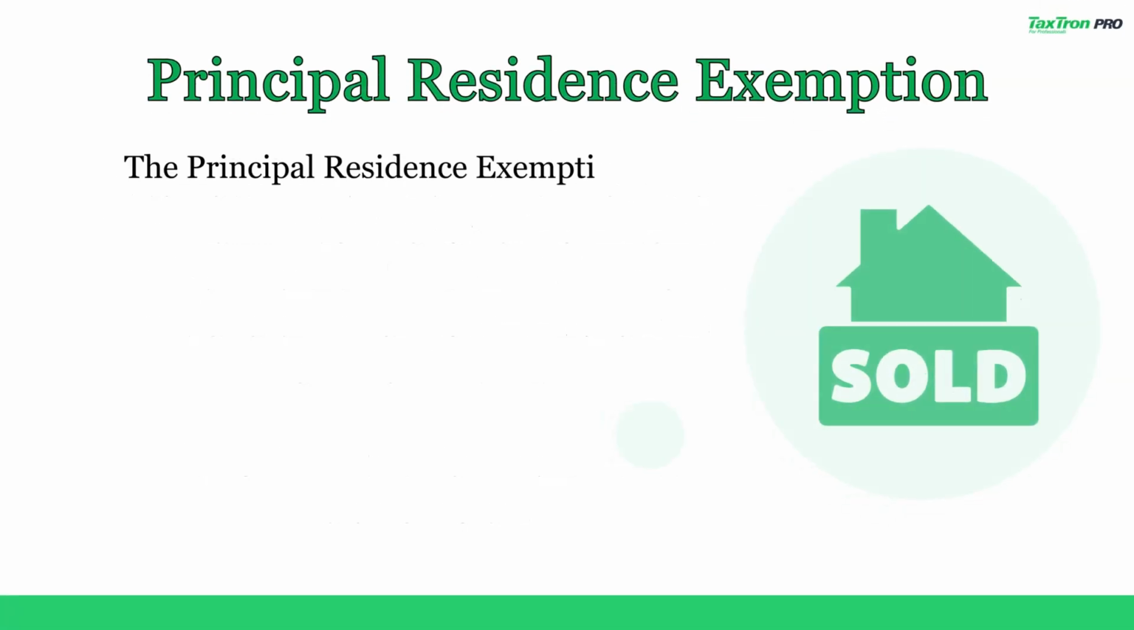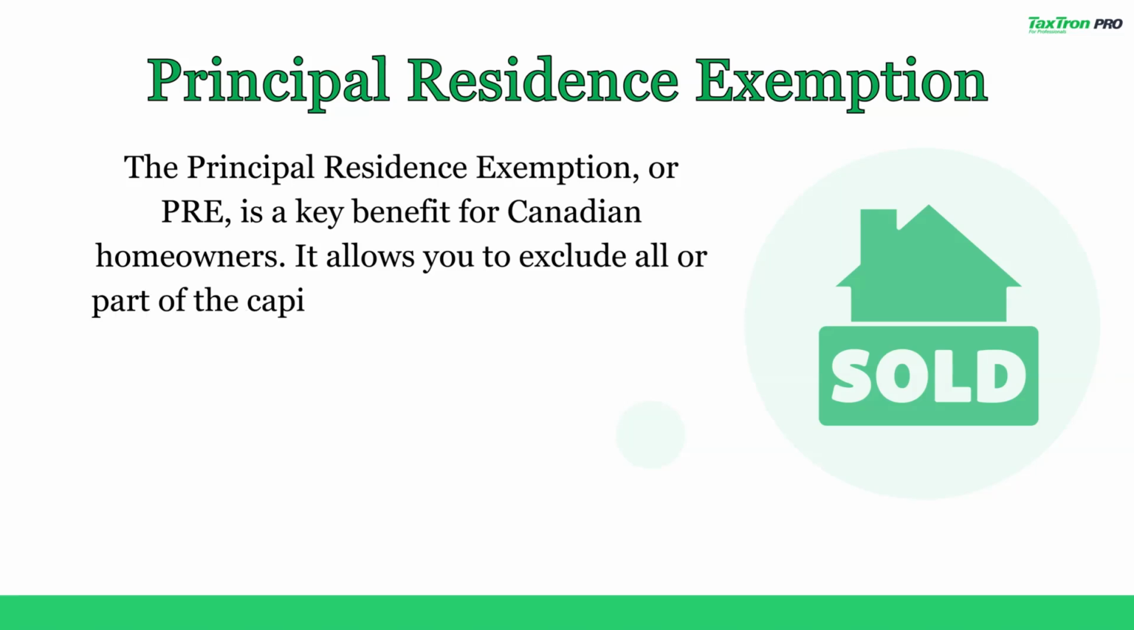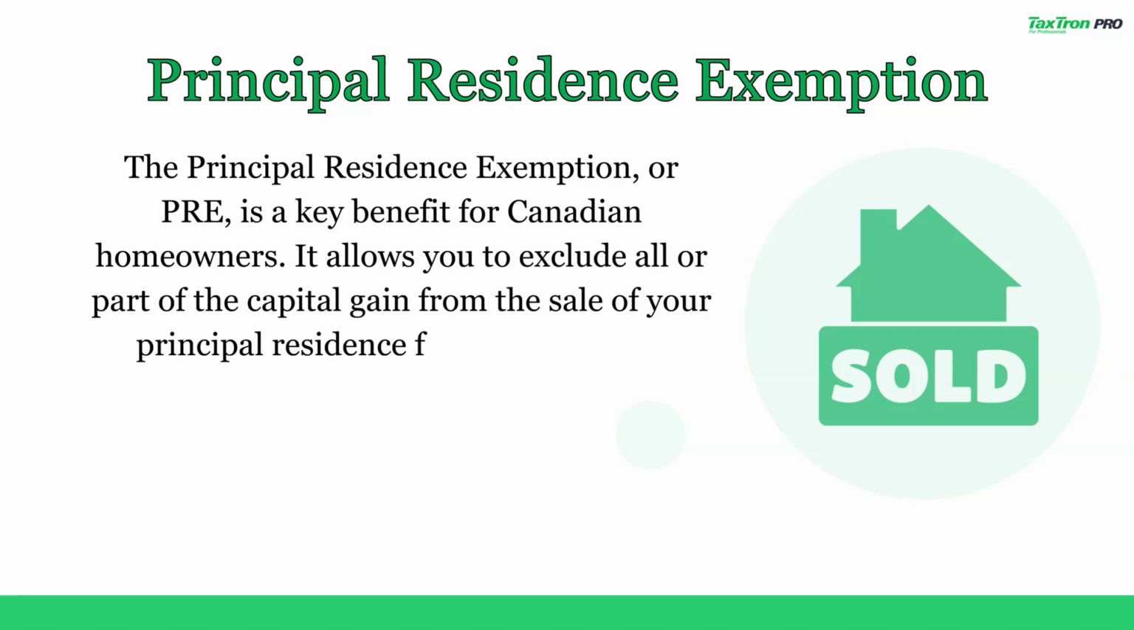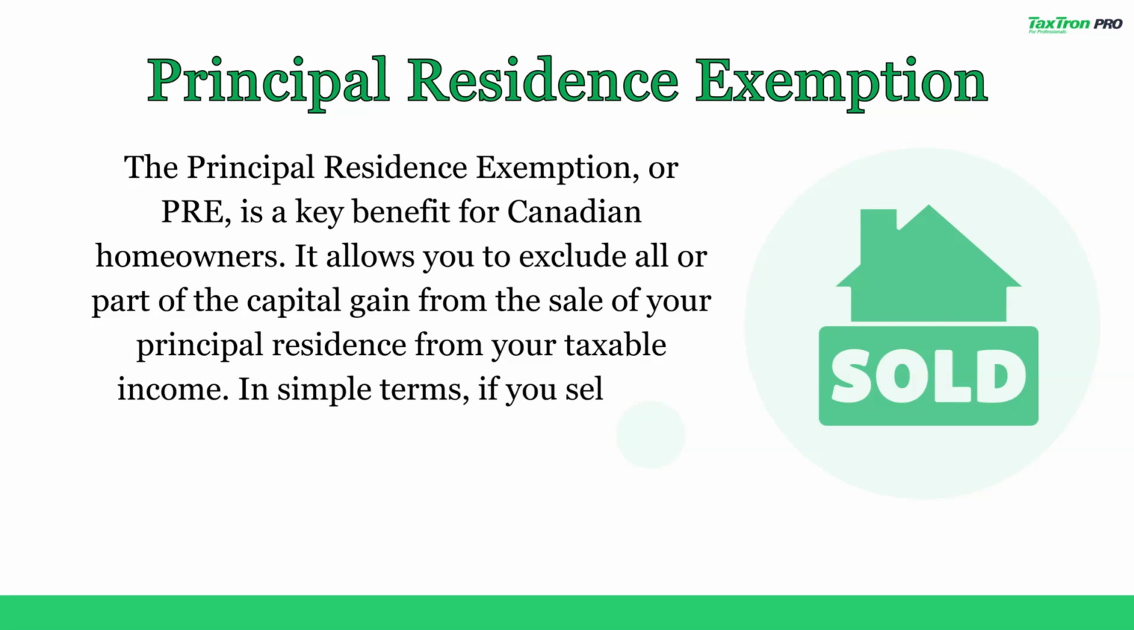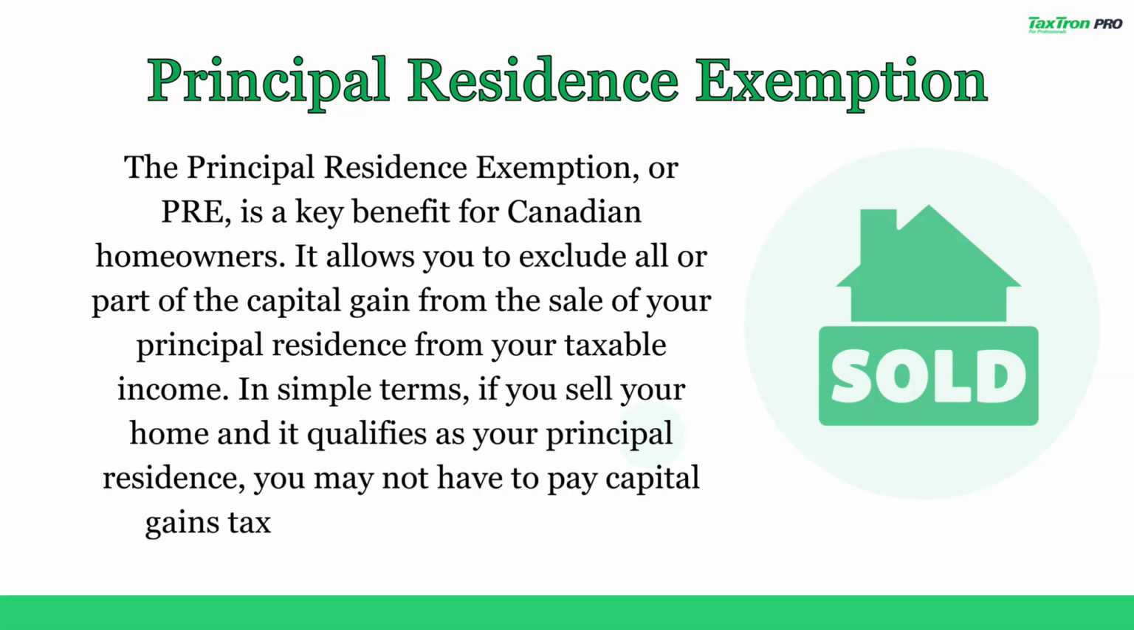The Principal Residence Exemption, or PRE, is a key benefit for Canadian homeowners. It allows you to exclude all or part of the capital gain from the sale of your principal residence from your taxable income. In simple terms, if you sell your home and it qualifies as your principal residence, you may not have to pay capital gains tax on the profit from the sale.